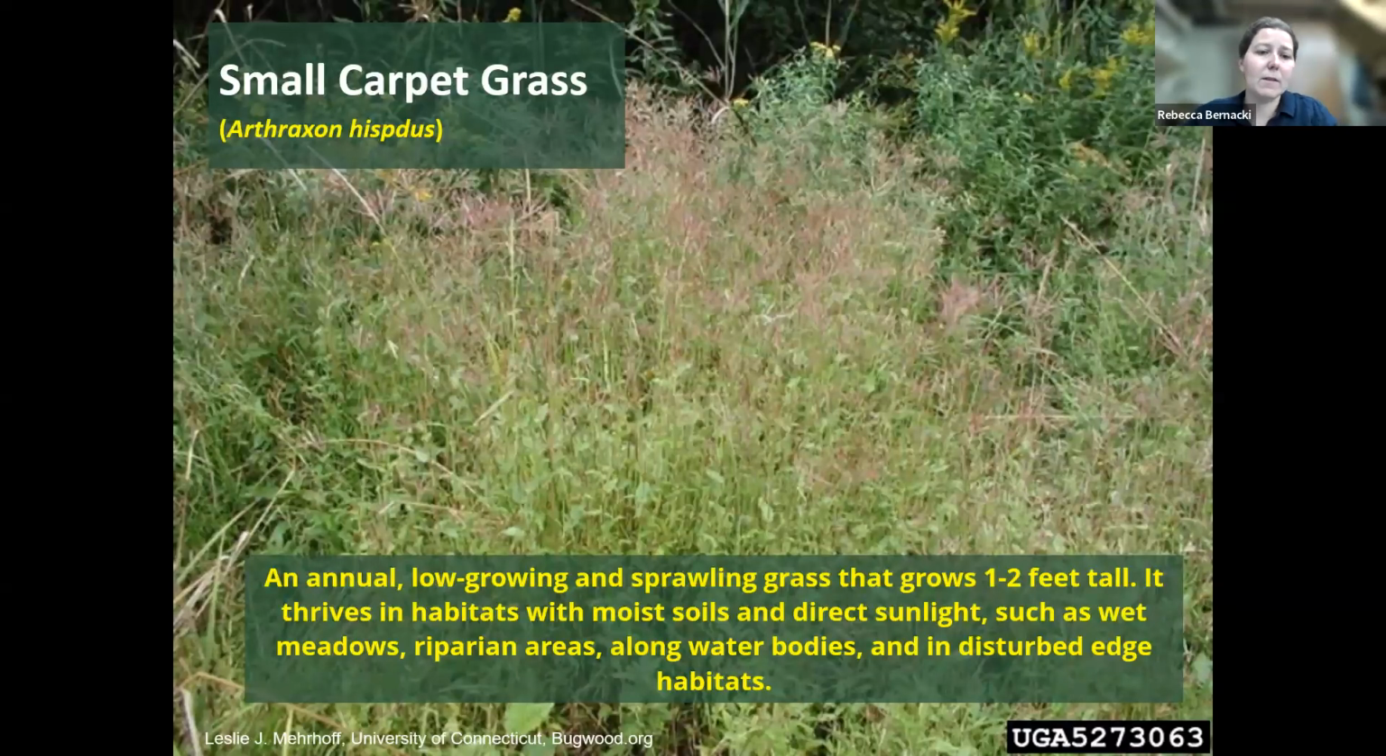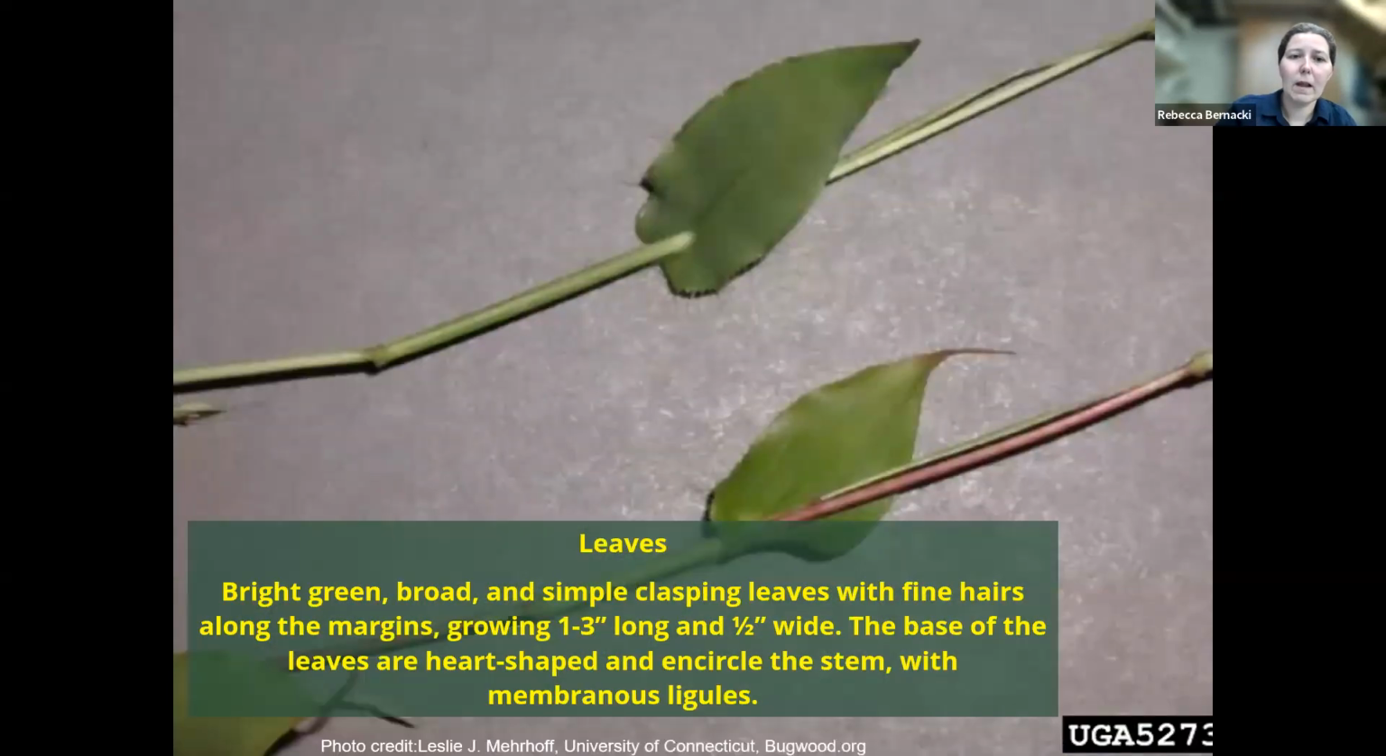So small carpetgrass is an annual low-growing and sprawling grass. It grows about 1 to 2 feet tall. It thrives in habitats with wet soils and direct sunlight, so perfect roadside ditch species. Some other habitats where we'll find it are wet meadows, riparian areas, and along water bodies. The leaves are going to be bright green in color, broad and cylindrical, and they are going to clasp the stem, as we can see in this picture here.